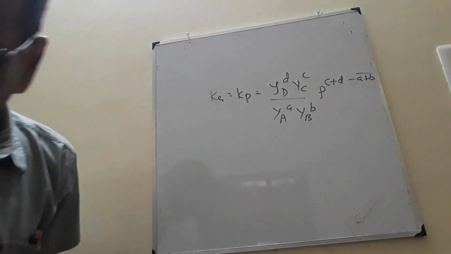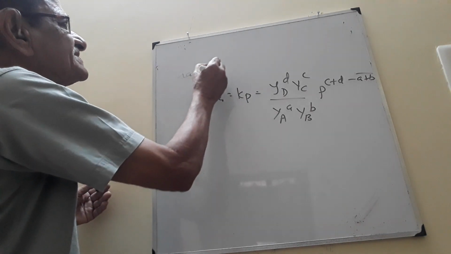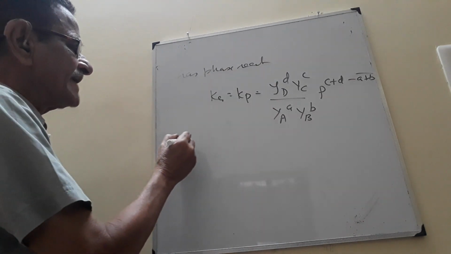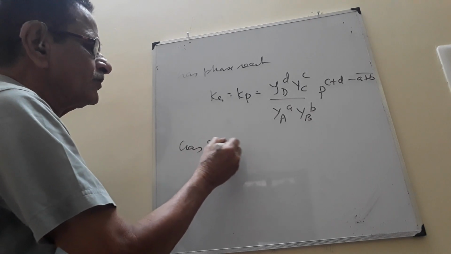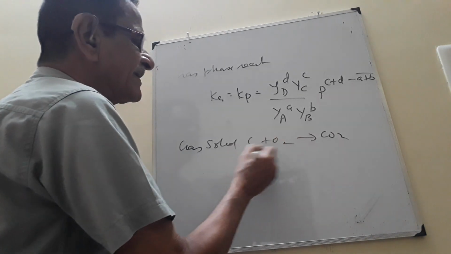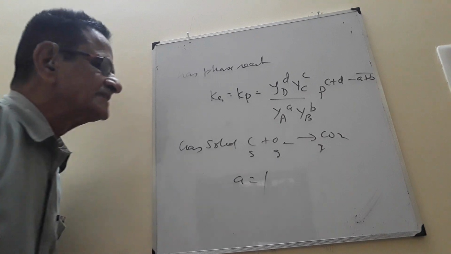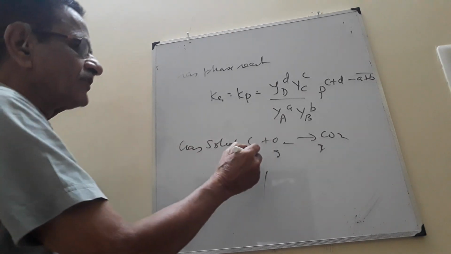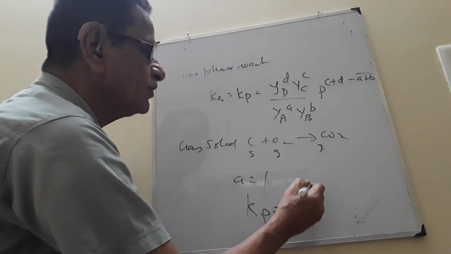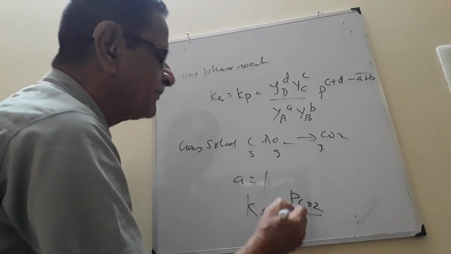Now, this is for your gas phase reactions. Then if we take gas solid reactions, as I told you, carbon plus oxygen giving you carbon dioxide. This is solid, gas. For solids, activity is 1. Therefore, for this reaction you will get Kp equal to P power CO2 by P power O2.